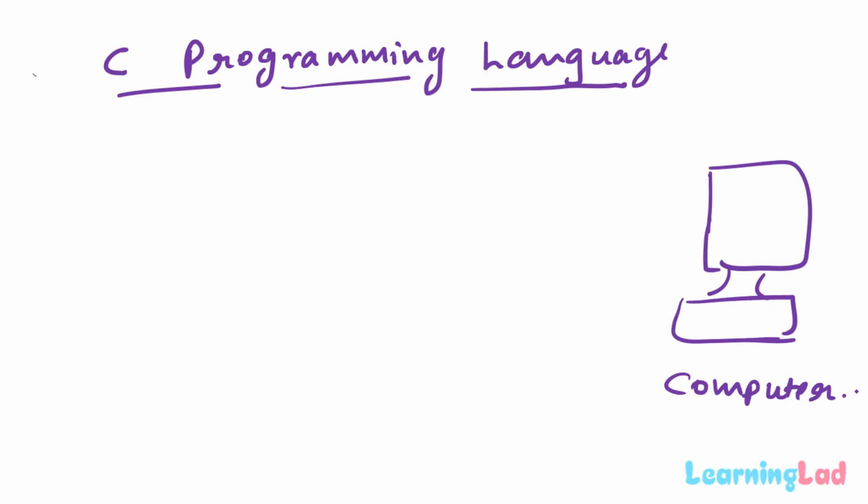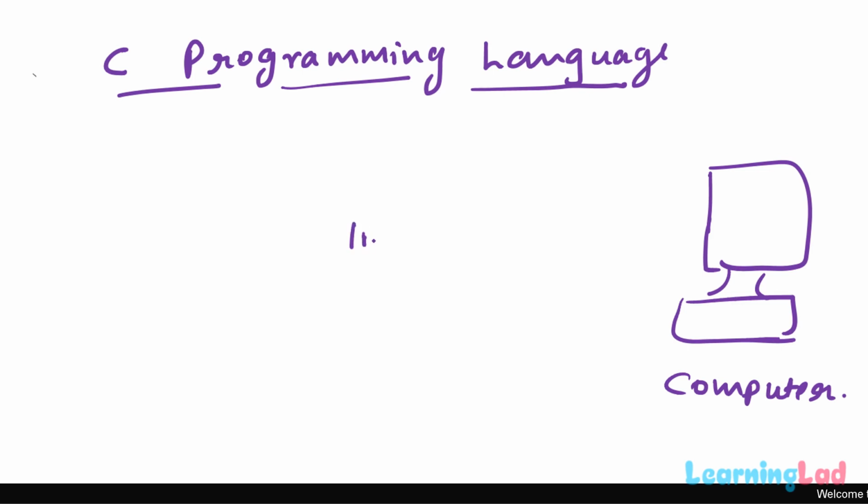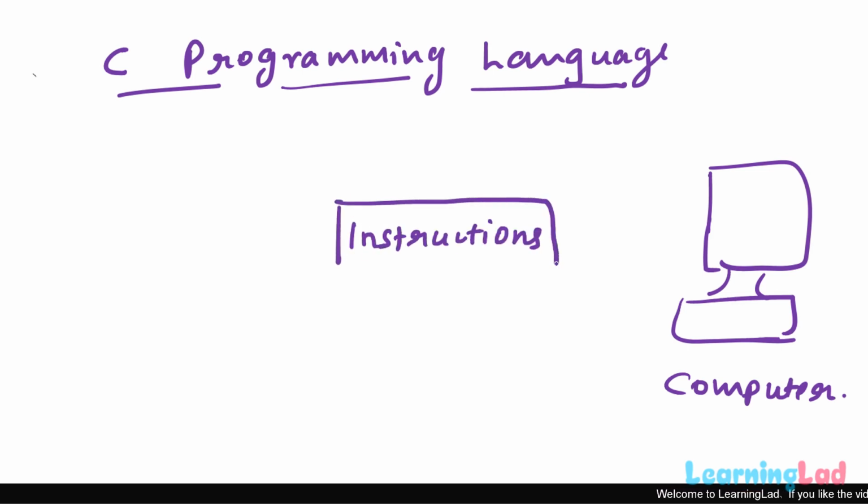Now, all of you know that this computer is a general purpose machine that can perform many computational tasks. But the thing is, these computers really can't do anything on their own. So to get something done by using this computer, we have to give instructions to these computers. And these instructions, which are given to the computers to get a particular job done, are called the program.